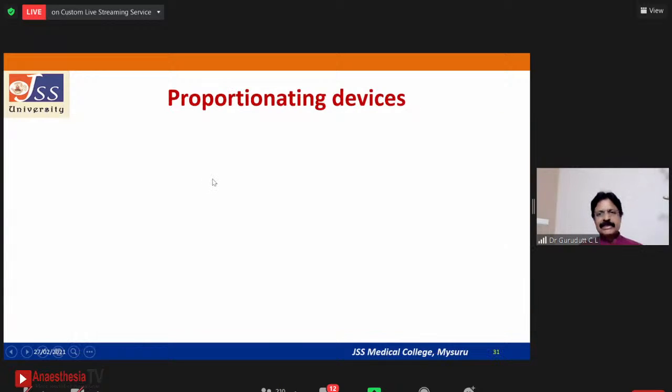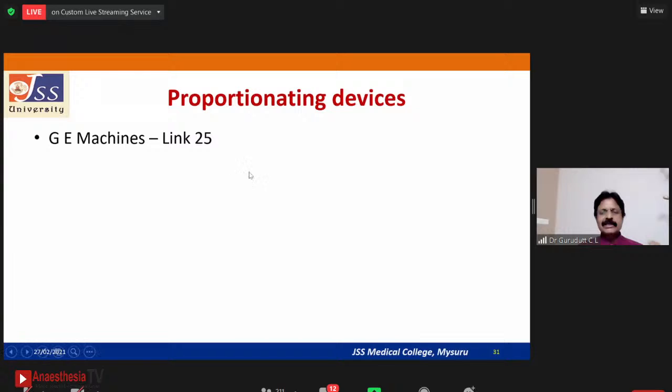Now come the proportioning devices. When I was talking to you about fail-safe valves, I told you that fail-safe valves are no longer really fail-safe; it's a misnomer. Because of that, we require proportioning devices.